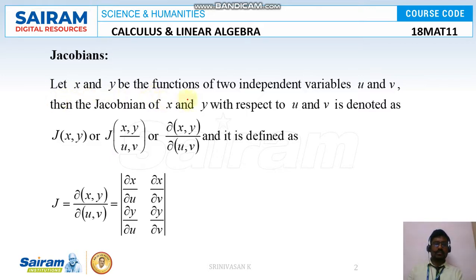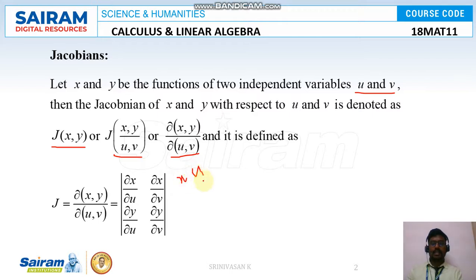Let x and y be functions of two variables u and v. Then the Jacobian of x and y with respect to u and v is denoted by J, or Jacobian of x comma y, or dou of x comma y divided by dou of u comma v. It is defined as the determinant with rows dou x by dou u, dou x by dou v, and dou y by dou u, dou y by dou v. So this is x, y, only two variables and two functions, two independent variables and two functions.